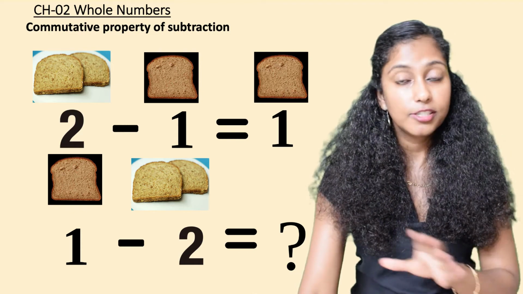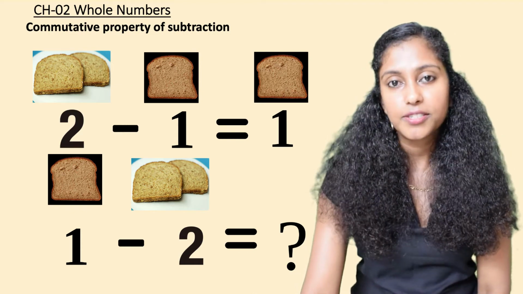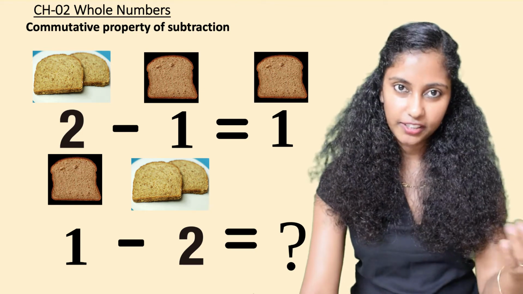Means whole numbers are not commutative under subtraction. Now let us check the same thing for multiplication.